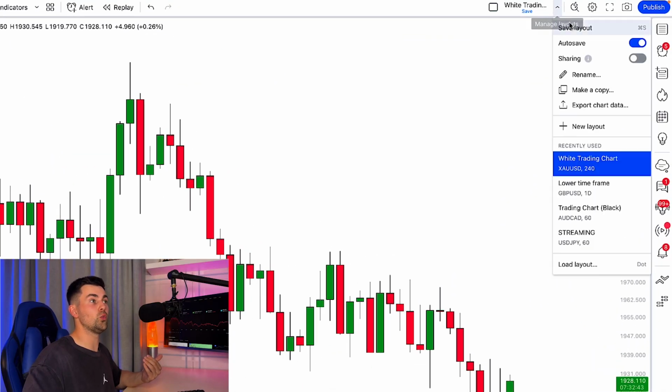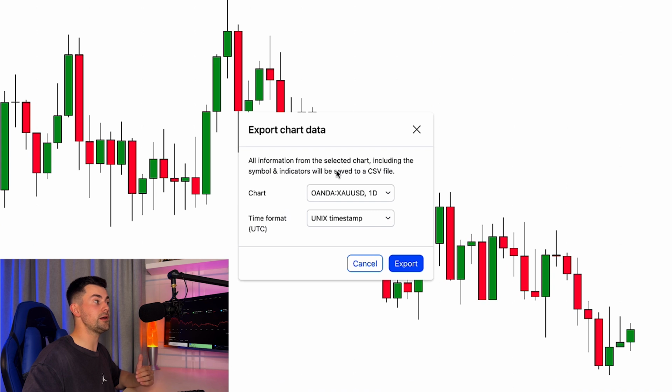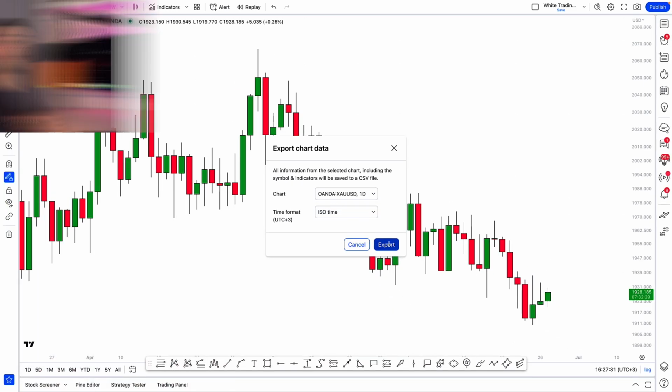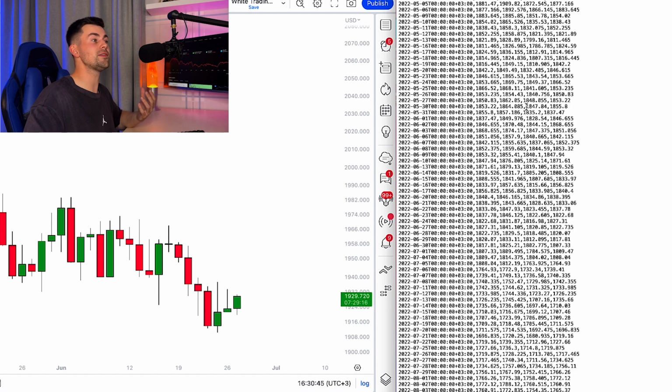Fortunately, we can do that on TradingView. Here in the top right corner, we have the export chart data button. If we click that, the only thing that we should change is to select the ISO time, and then click export. And here's what we got from TradingView. Here we have the text file with the time, open, high, low, and close of each candle. And that array of data we can apply for analysis with ChatGPT.